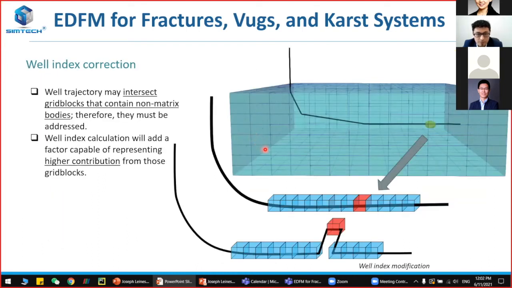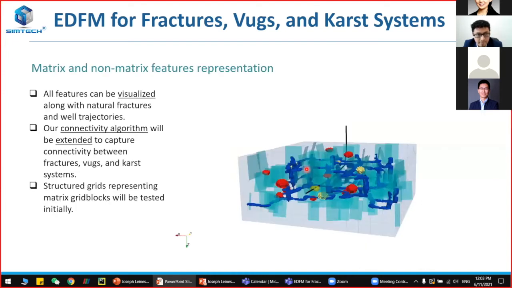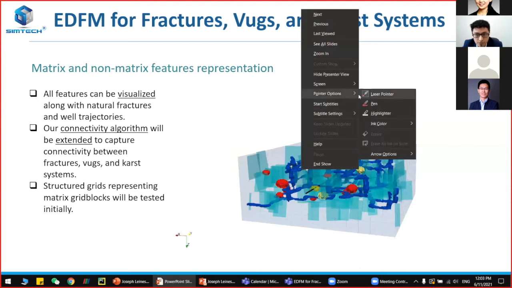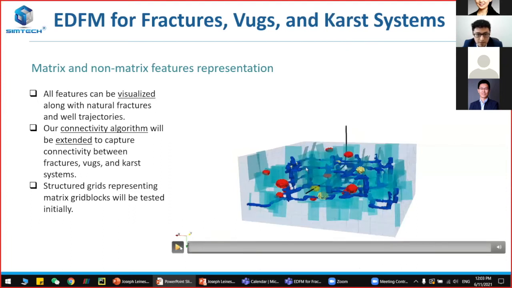Another important thing I mentioned before is what happens when the flow is directly communicated by the Vug or a Karst system. This part needs to be treated differently. That's why some well-index calculations will be added in order to represent the higher contributions of those grid blocks. This goes hand in hand with recent work using loss circulation data from drilling and all the workflows that are currently state-of-the-art with geologists. So here, let me show you how we are planning to represent Karst systems.